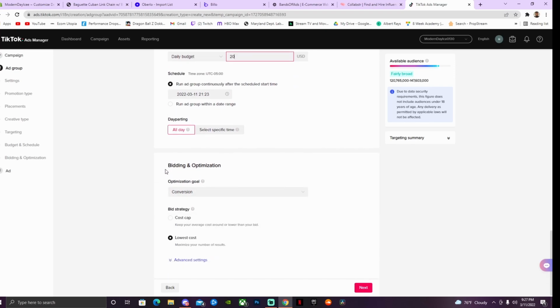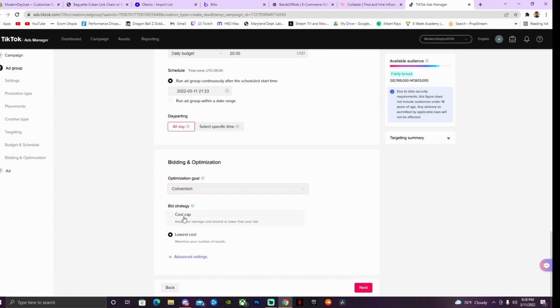So when it comes to the bidding and optimization, like I said, always conversion. And then when it comes to the bid strategy, you want to keep that on lowest cost. So with cost cap, this is usually when you're scaling, and for instance, your CPAs are getting high. Your CPAs are your cost per acquisition, which is how much it costs to acquire a new customer for your store.